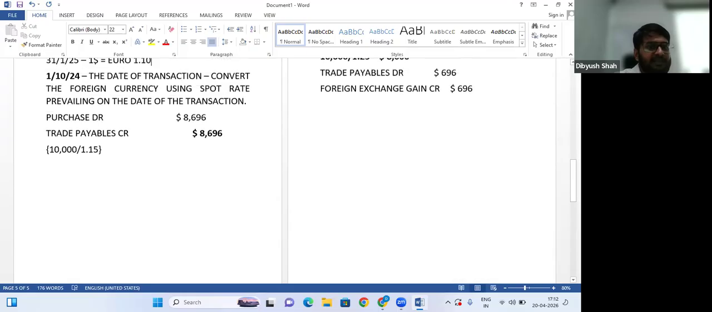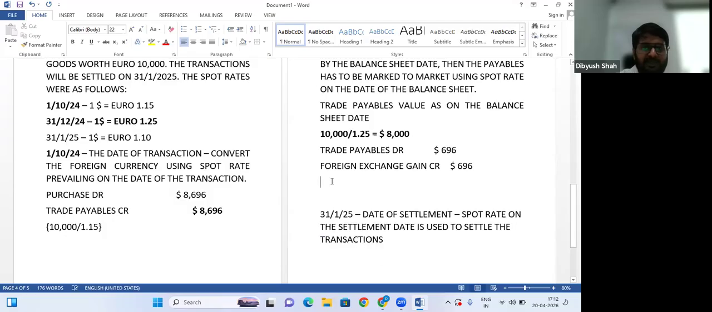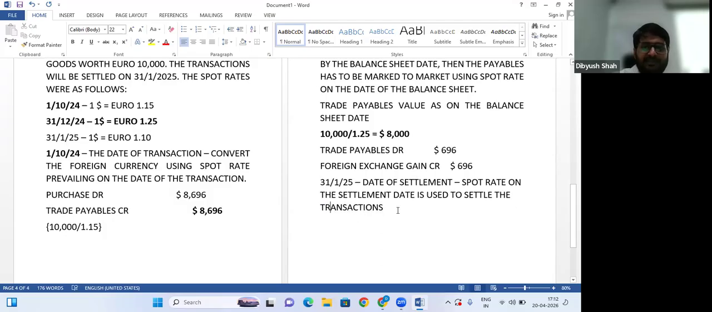First, let's look at what's the rate. The rate is 1.10. Again, it has fluctuated. So how many dollars are required? This is the dollars that will actually be bought to settle the transaction. But remember, your accounts payable you have only recorded at 8,000. So trade payables debit 8,000.